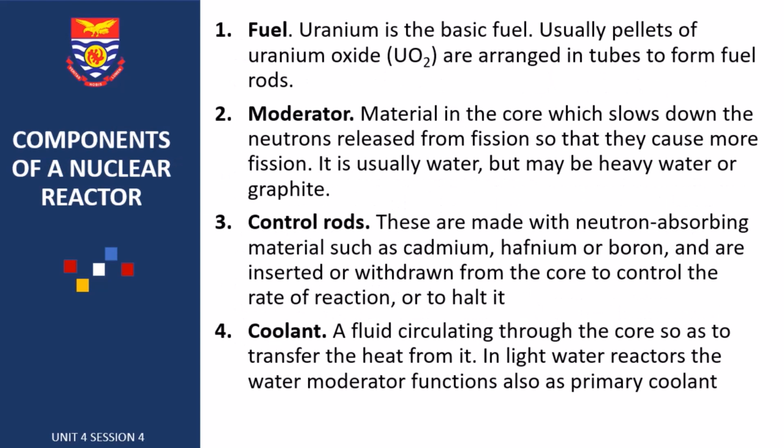Let us look at the components of a nuclear reactor. The nuclear reactor is made up of different components. One of them is the fuel. Basically, uranium is what is used as fuel in nuclear reactors, and the pellets of uranium oxide are arranged in tubes to form fuel rods inside the nuclear reactor. The other component is the moderator.